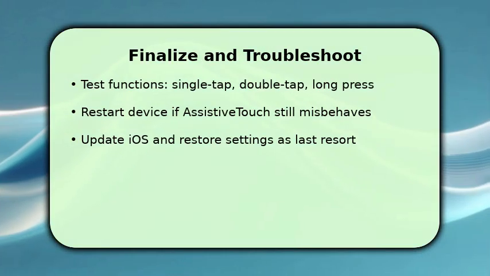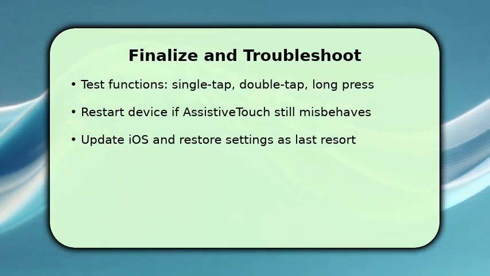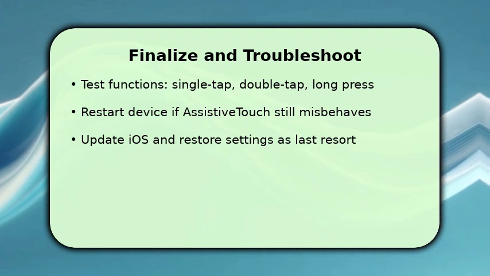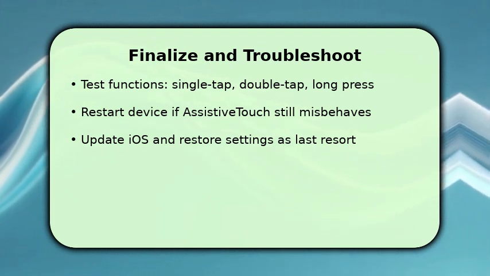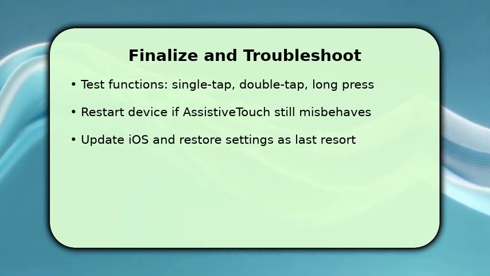Finish by testing single tap, double tap, and long press behaviors to confirm functions work as expected. Perform each action several times. If issues persist, restart the device to clear residual state, then recheck AssistiveTouch.